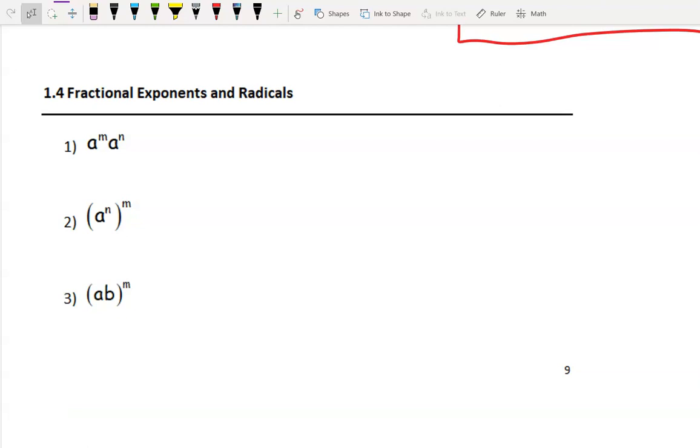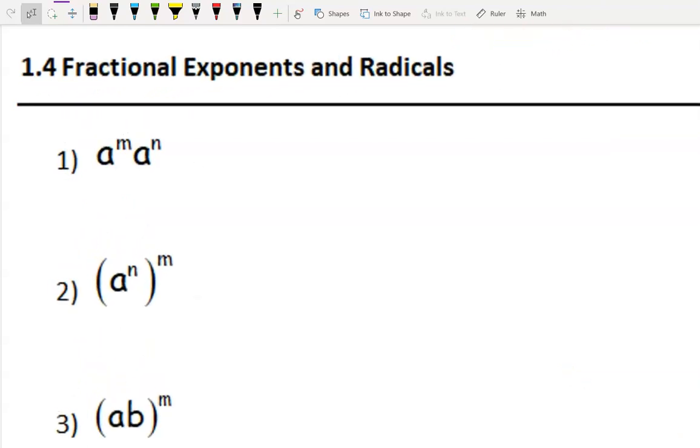Our next lesson is on fractional exponents and radicals, and you're going to see that there's a connection between exponents and radicals. And we'll get to that in a little bit. First, a quick review. Some exponent laws.